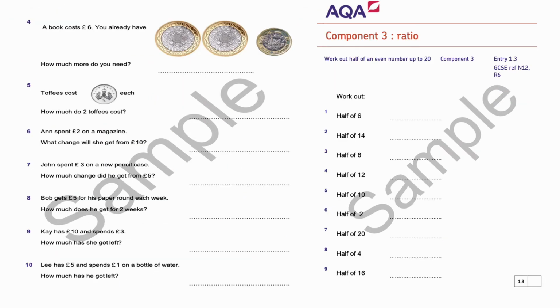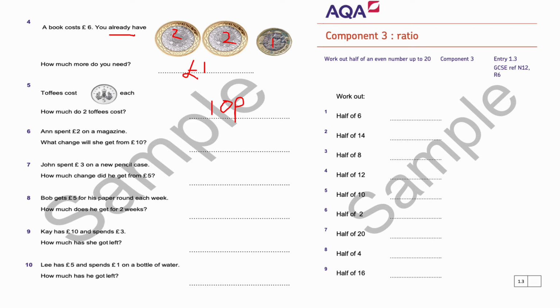Next section, guys. Okay, so a book costs £6. You already have £2, £4, £5. How much more do you need? Well, I need £1 more. Toffees cost 5p each. How much do 2 toffees cost? Well, that'd be 5p and 5p, which is equal to 10p, or a 10 pence coin.